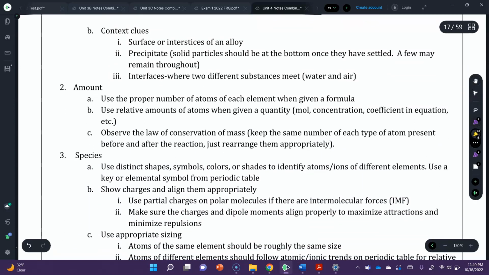You should also watch for some context clues, including surfaces of alloys or solids as well, precipitate formation, that they should be settled at the bottom, and then interfaces where two different substances meet. Also, you should pay attention to the amount of the substance you have. This should be total amounts as well as concentrations, and that you're keeping ratios the same if you are given a chemical formula. And make sure you are paying attention to the law of conservation of mass as well.